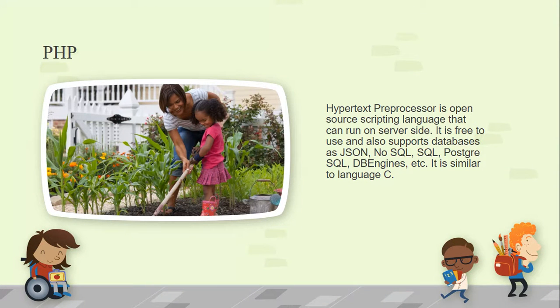PHP, which stands for Hypertext Preprocessor, is an open source scripting language that can run on the server side. It is also free to use and supports different databases such as JSON, NoSQL, SQL, PostgreSQL, DB engines, etc. It is familiar to the C language. So if you know how to program in C, C++, or any of the programming languages, then it would be easier for you to understand PHP.